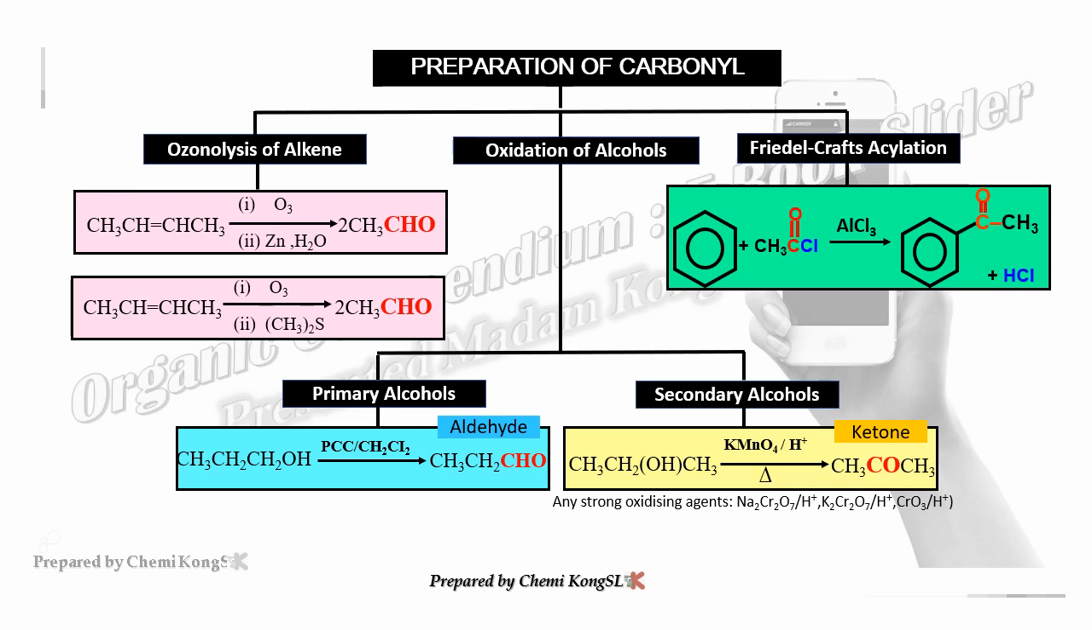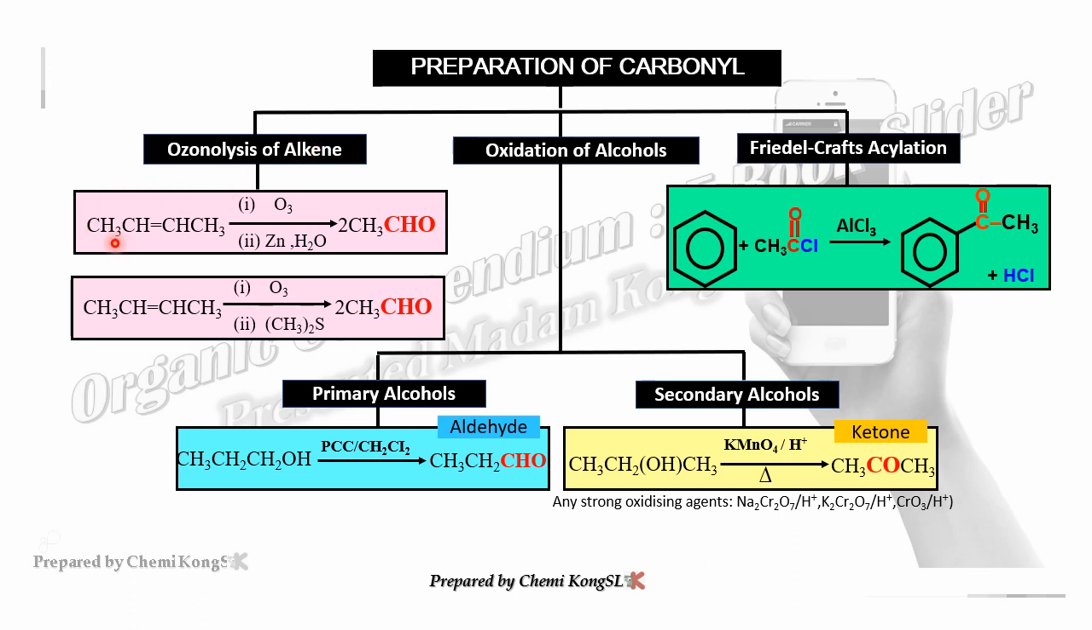Hi, good morning class. Today we are going to learn about preparation and chemical reaction of carbonyl. So let's check. In total, how many methods are there to prepare carbonyl? The first one is ozonolysis of alkene, which we learned in chapter 5, hydrocarbon.